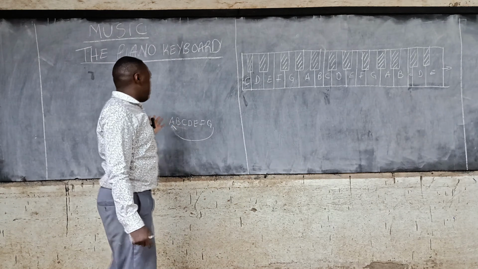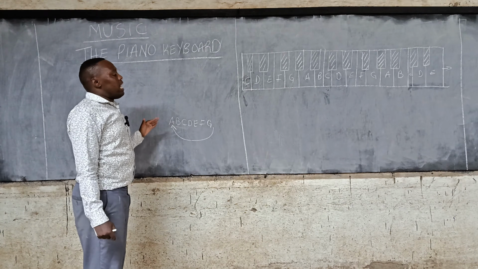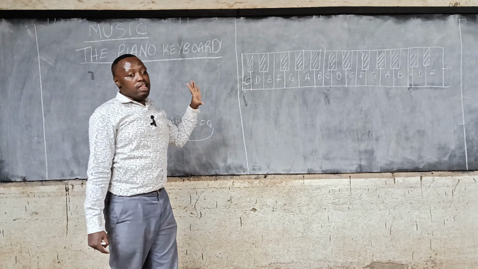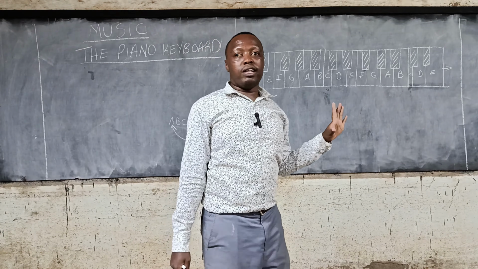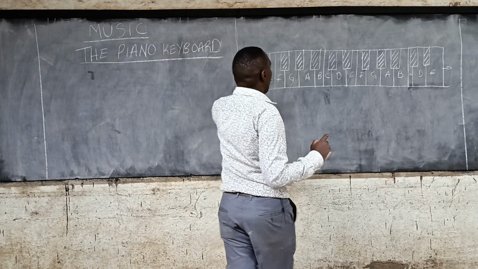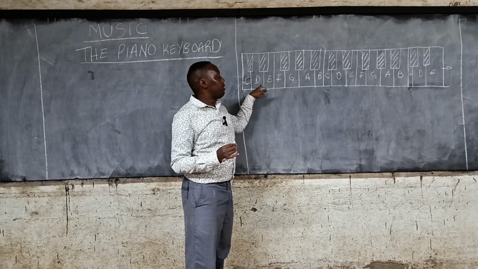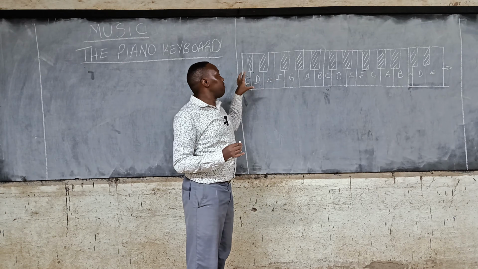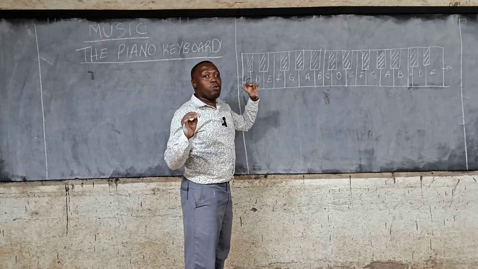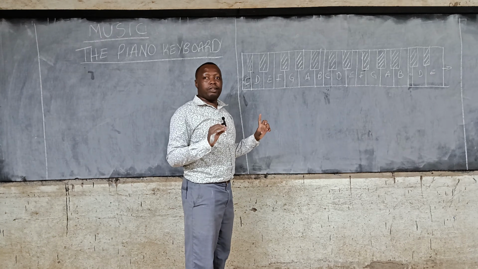It does not have so many complications. That's the first thing we are supposed to understand on the piano. From what we have drawn here, we have identified the white keys on the piano. Now let's come to the black ones. We want to know what happens to them.